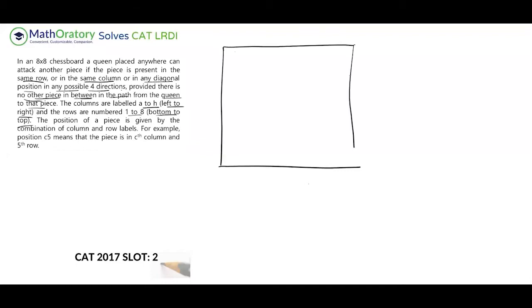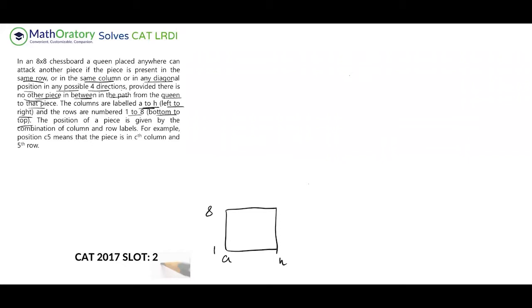The columns are labeled A to H from left to right. So A to H from left to right. And the rows are numbered 1 to 8, bottom to top. Again, for those who are chess players, this might be pretty obvious to you. But this is the part where if you're not aware of the game, it's better you do at least this much. Just draw a small one, not even this large a square, just for your reference, and do this much. On the leftmost side, write an A. Rightmost side, write an H. Bottommost, you write the 1, and topmost, you write the 8. This is what is mentioned, right? A to H, left to right.